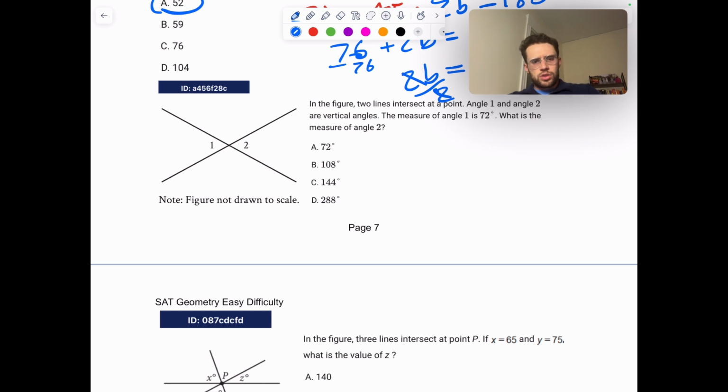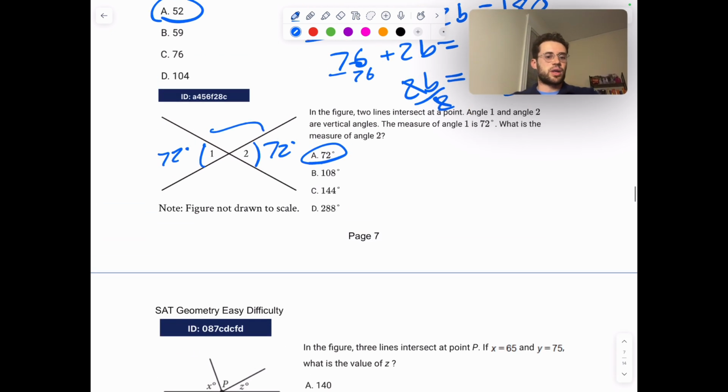In the figure, 2 lines intersect at a point. Angle 1 and angle 2 are vertical angles. So we can see these two are vertical angles. Vertical angles are congruent. The measure of angle 1 is 72 degrees, which means that the measure of angle 2 is also 72. And that's what they're asking for. All right, so this one's that simple. Just know that vertical angles are congruent.